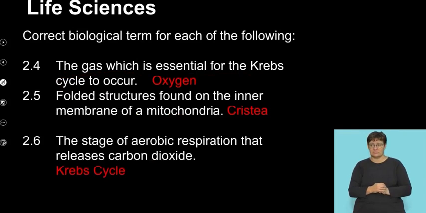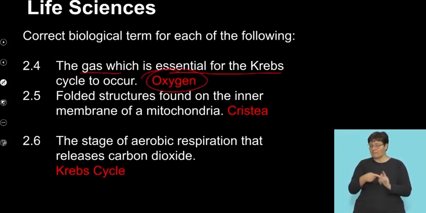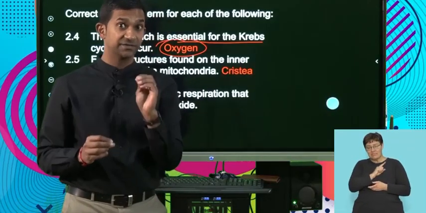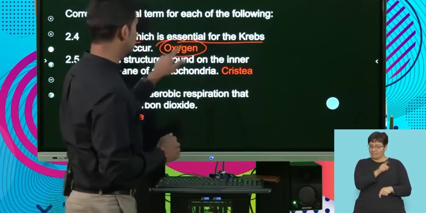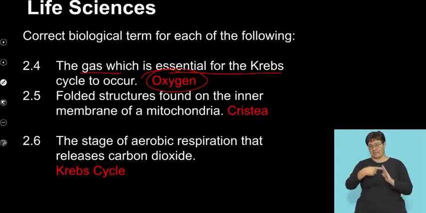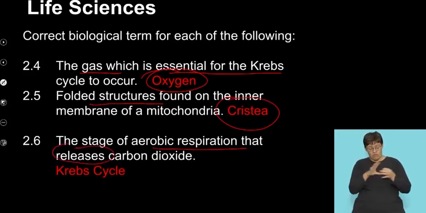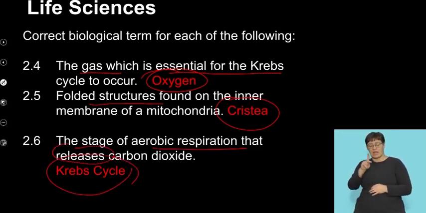So as I mentioned, the gas which is essential for the Krebs cycle is oxygen. And we know that oxygen is a requirement, and that is the only reaction that requires it. It's the first reaction of the Krebs cycle. The folded structures on the inner membrane of the mitochondria are called the cristae. And finally, the stage of anaerobic respiration that releases carbon dioxide is the Krebs cycle.